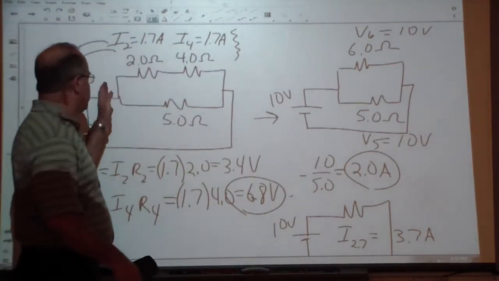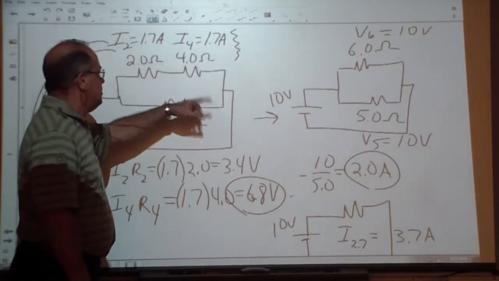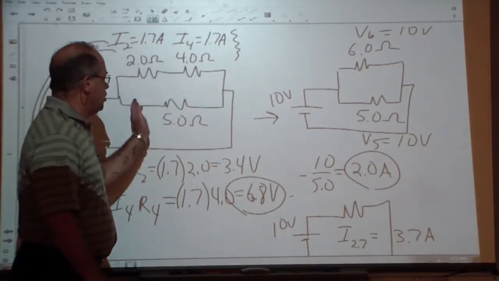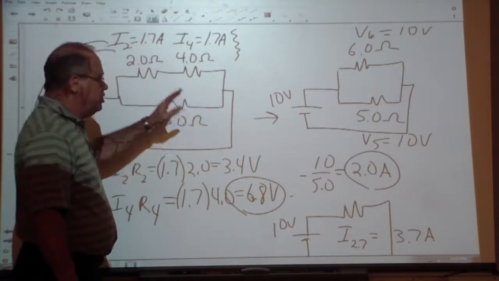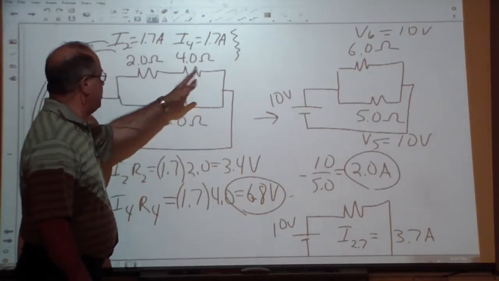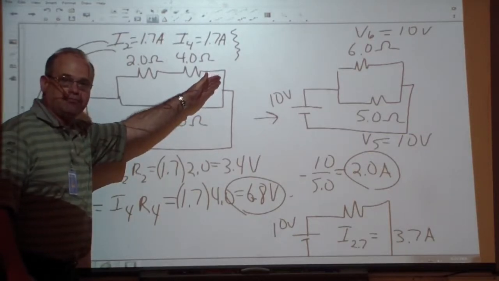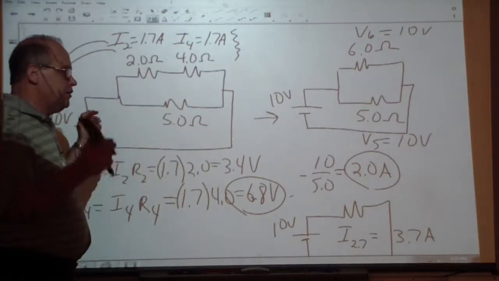Well, I know as you go from here to here, you're losing all your voltage, right? Whether you go in this branch or in this branch. But here, you're losing it gradually. Here, you lost it all at once in the 5 ohm resistor. So how much did you lose here? 3.4. How much did you lose here? 6.8. The total is 10 because 10 went in here, 10 came out here. All righty? Everything good? I'll leave it at that.